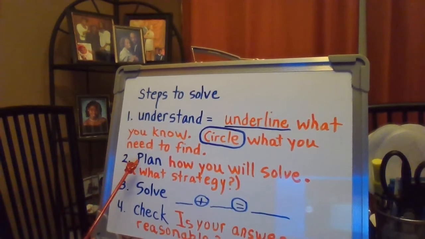Next, step 2, you have to plan how you're going to solve the problem, based upon what you have to plan out. Well, what strategy are you going to use? Today we're learning how to write a number sentence to solve our problem. Okay, then step 3, you just solve it by using a number sentence.